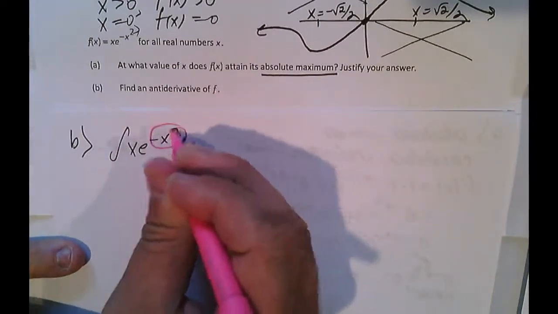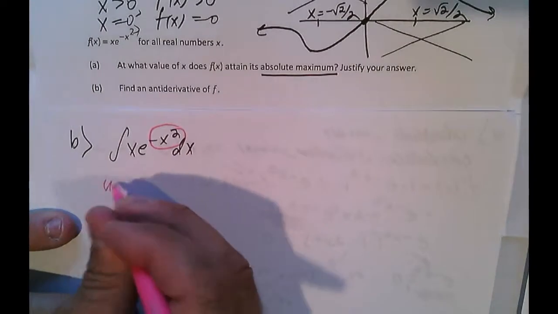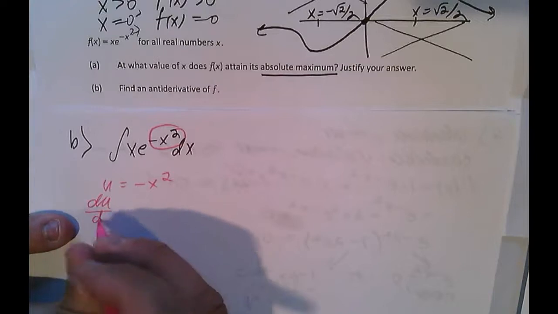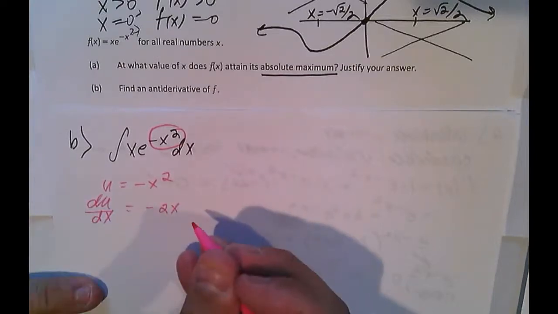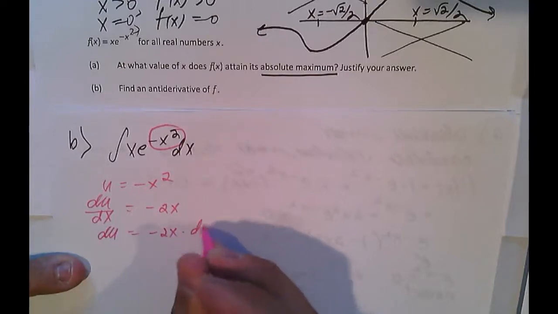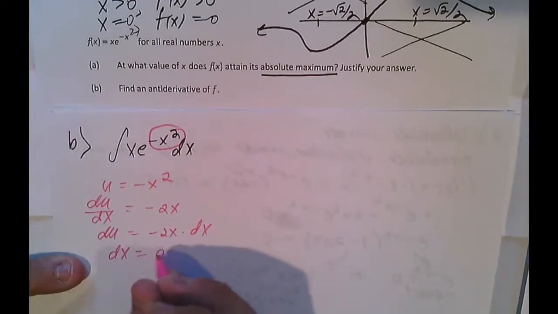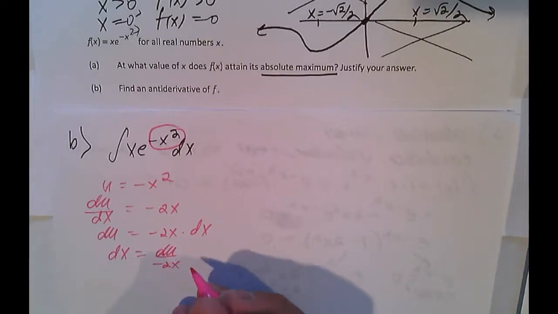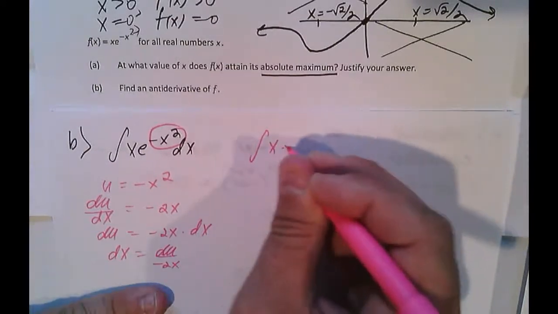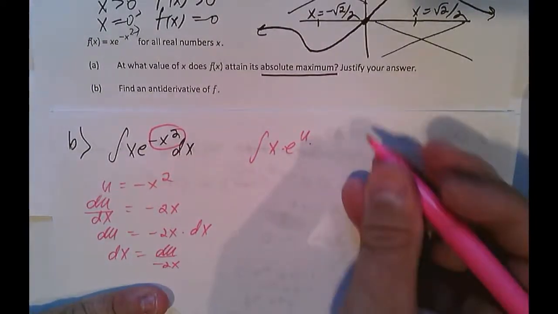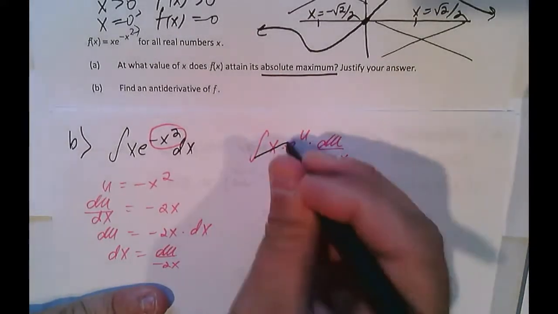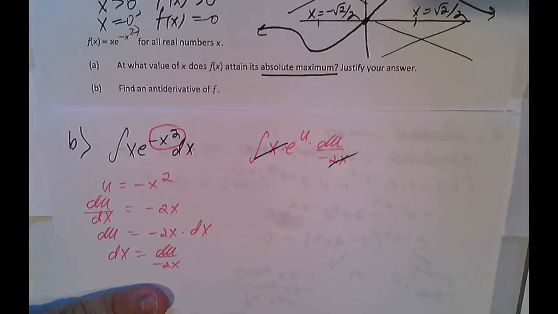I see that negative x squared in the exponent. If I let u equal negative x squared, I can then take the derivative with respect to x and get negative 2x. Multiplying, we get du equals negative 2x dx. So dx is du over negative 2x. Do your replacement, you get x times e to the u, du over negative 2x. The x here and the x down here can cancel out.